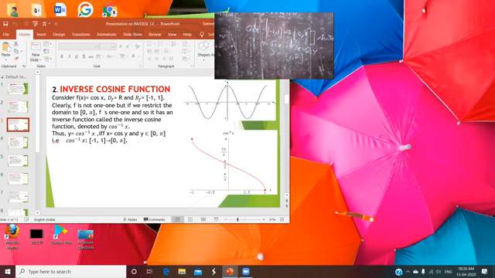So you have to write all that information in your notebook also and try to learn all those things. Okay. So you can say in this way the cos inverse x is defined. Okay. So learn all those things. Now next slide.